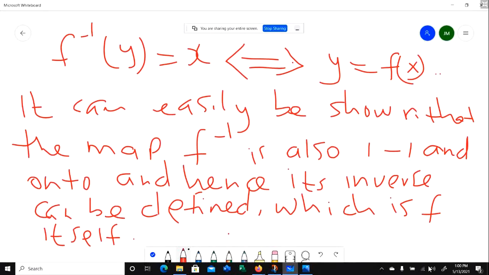So basically that's what we can say. Since F is mapping from X to Y, and F inverse is now the reverse of this, F inverse is mapping from Y to X. Then we can say that the inverse of F inverse is F. So you can argue that way and show that the inverse of F inverse is the function F itself.